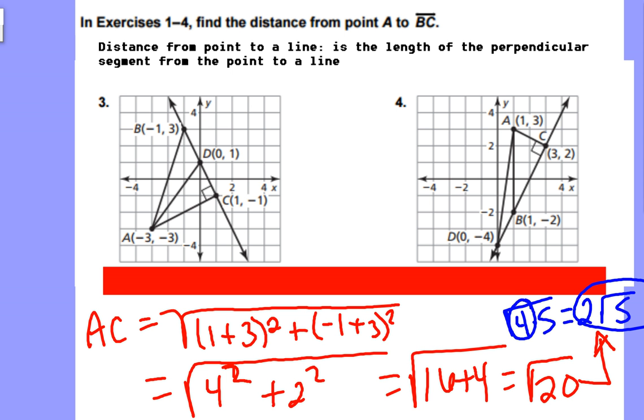And again, if you don't believe me that this works, in your calculator, do square root of 20, and then do square root of 5, and then times it by 2, and see what happens. You get the same answer regardless. Why don't you go ahead and give number 4 that's on the board here a shot on your own for some additional practice.